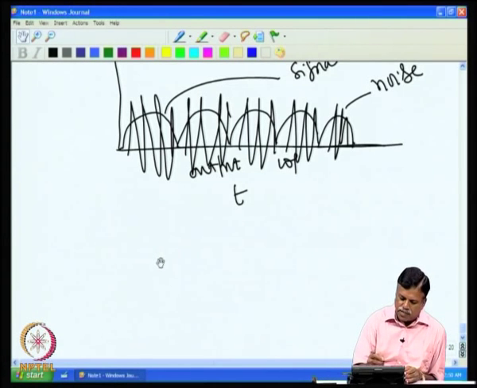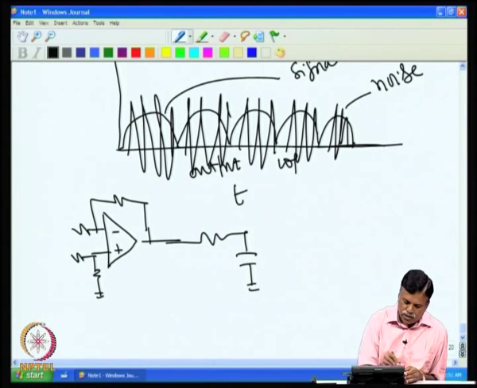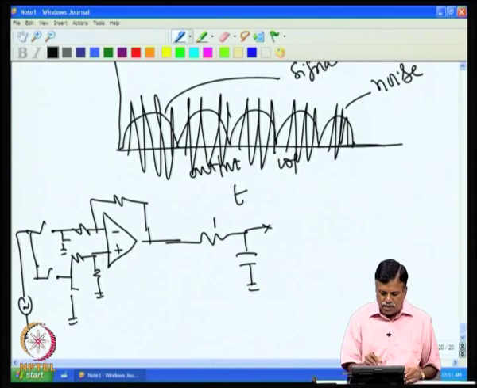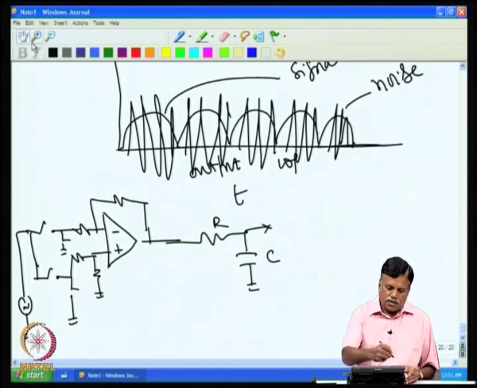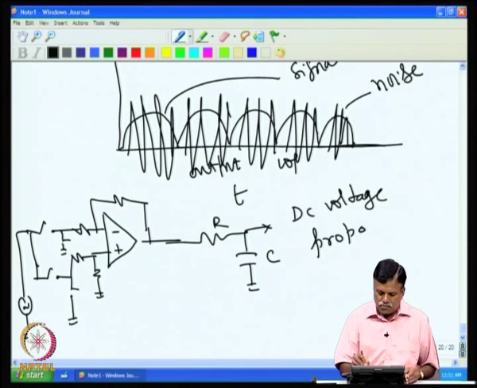So if I now filter this, that is whatever the noise voltage that we have got at the output, if I pass it through the RC filter, this is the output of the amplifier that we have got here. So we have these switches and then this is a difference amplifier. So this is the input signal. Now we will have this averaging RC. The time constant of RC is much larger than the noise period, then you will get here DC voltage proportional to the signal.